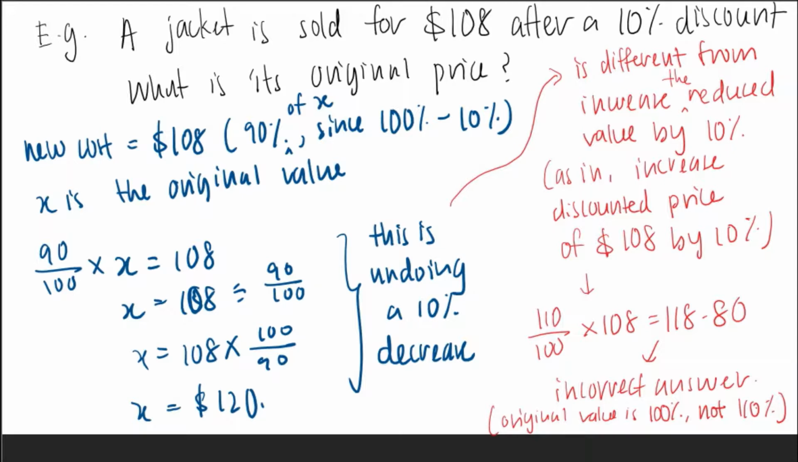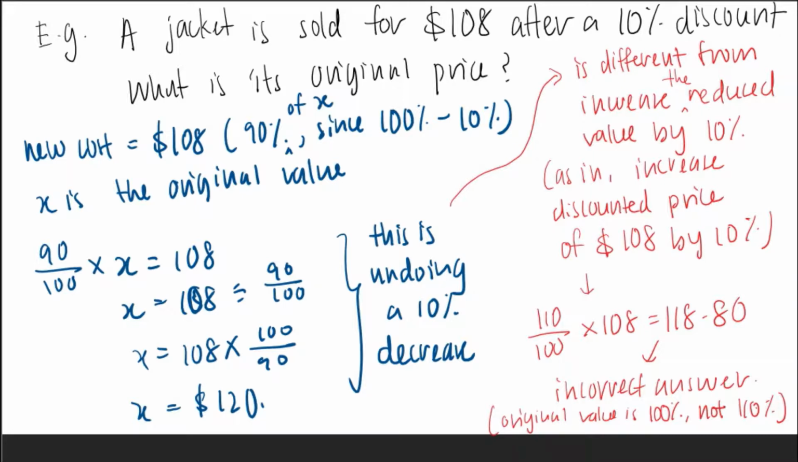Using what you have learned earlier, 108 times the reciprocal of 90 over 100, which is 100 over 90. And that gives you 120, your original value. And this concept is you are trying to undo the 10% decrease to find the 100%. And it's different from increasing the reduced value by 10%.